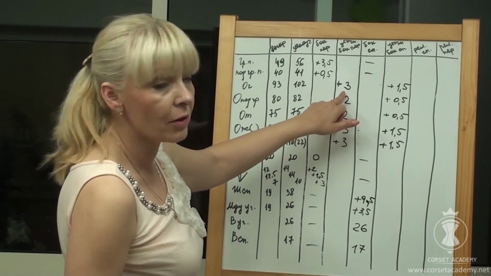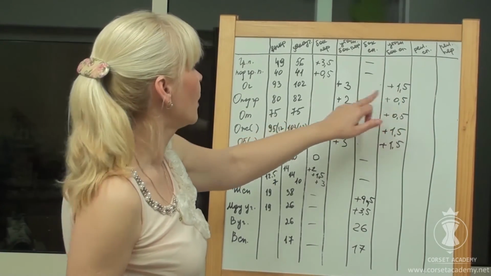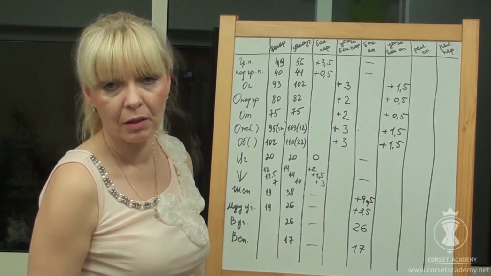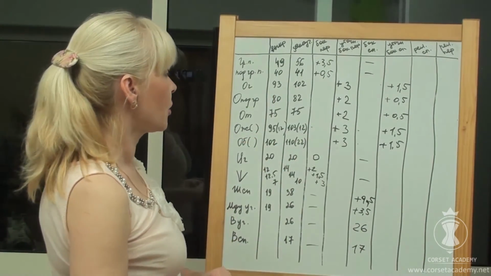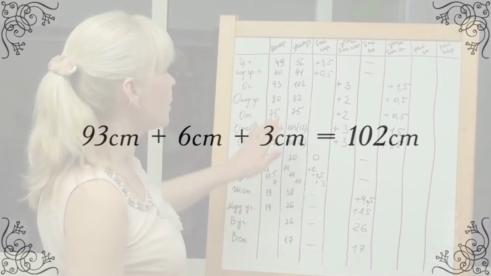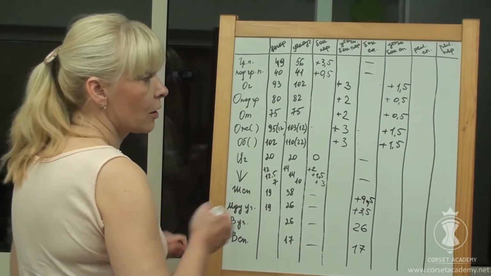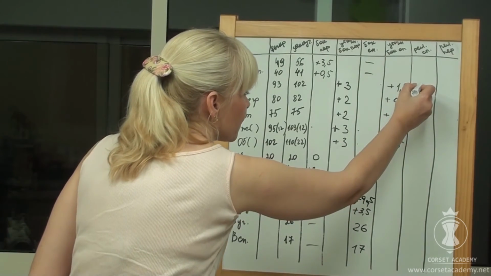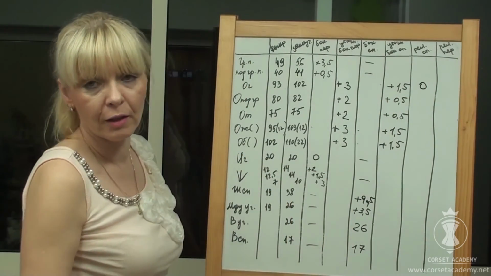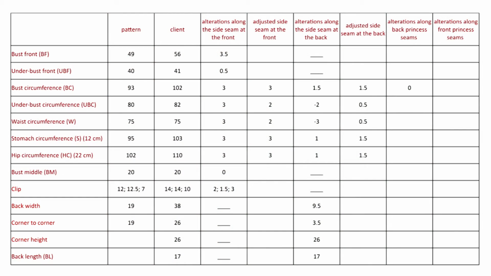I have added 6 centimeters to the measurement of 93 centimeters on the pattern to adjust the side seam contour at the front and 3 centimeters to adjust it at the back. 93 centimeters plus 6 centimeters plus 3 centimeters equals 102 centimeters. The resulting 102 centimeters corresponds with my client's measurement. This means I should leave the front and the back princess seams unchanged along the bust line. I write a 0 in the table.